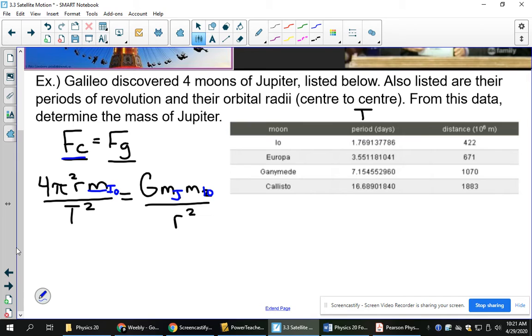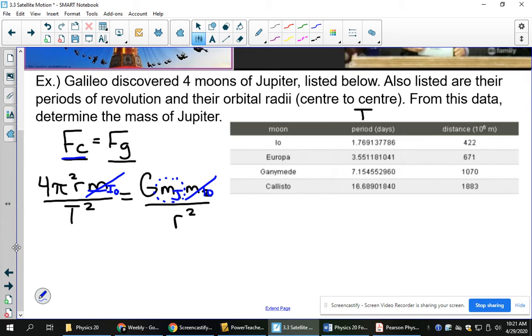Now, something nice is going to happen here because we do have the mass of Io on both sides of the equation. So right away, the equation's getting much simpler. Now, what are we trying to solve for here? We are ultimately trying to find the mass of Jupiter. So we need to isolate that.